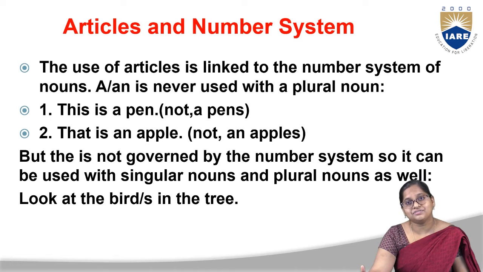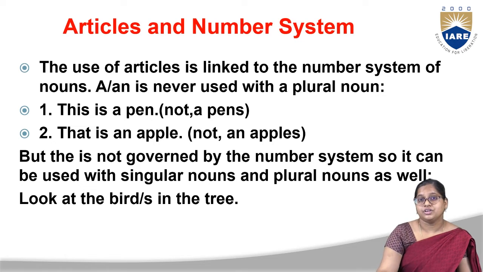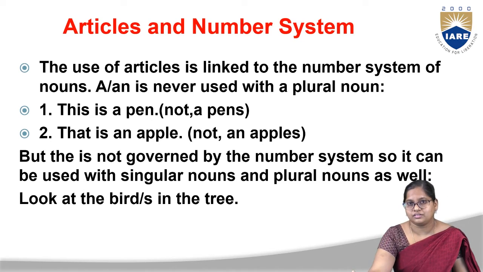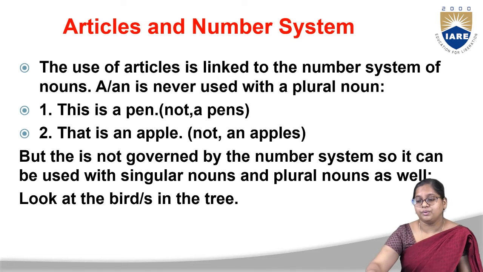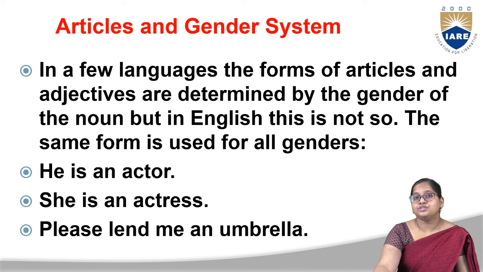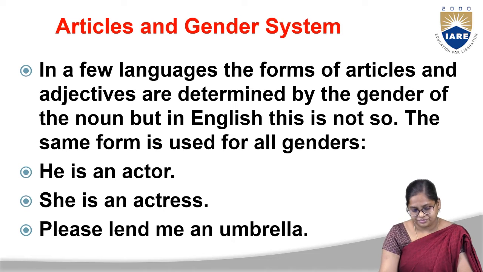But when you are using the definite article the, you can use the context. Like you say, look at the birds in the tree, or in that particular house, or in that particular cage. You say, look at the birds. It is not governed by the number system. Now we saw this number system, how it is linked up with articles. And now we will see this gender system and how articles are linked with it.